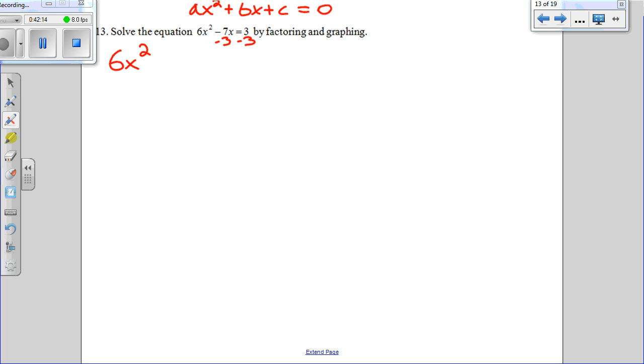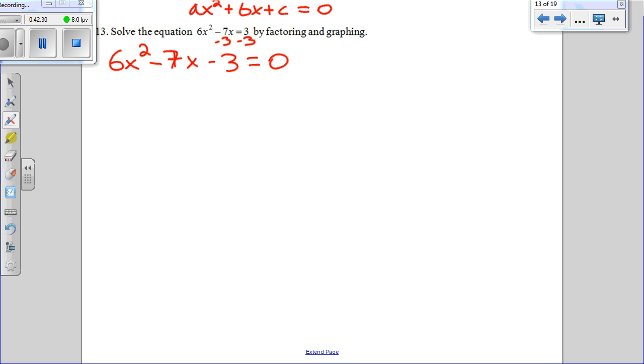Now, I'm in general form. It says to solve by factoring, so it's not giving us a choice to do the quad formula. It's not giving us a choice to complete the square. It does say we can graph it, but we're going to talk about graphing in a second. So we're going to factor it first.